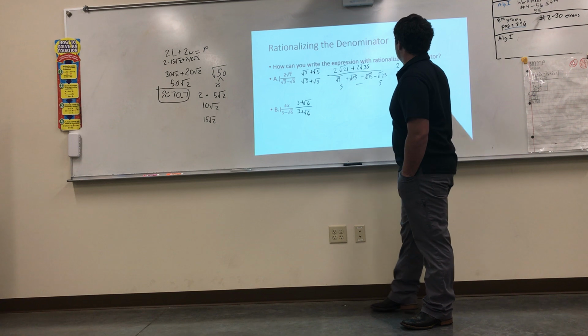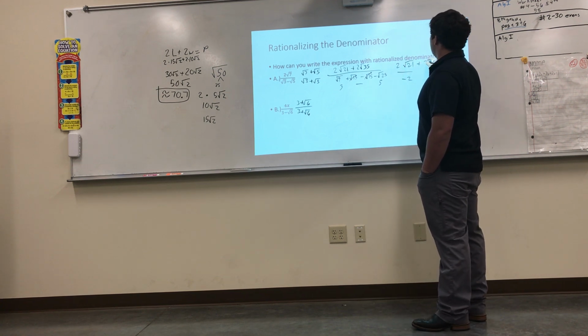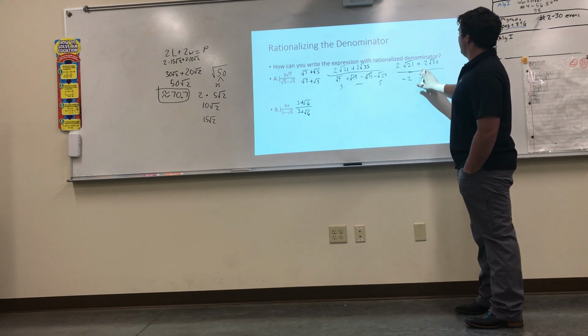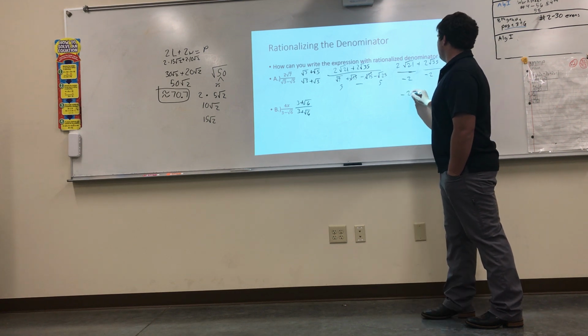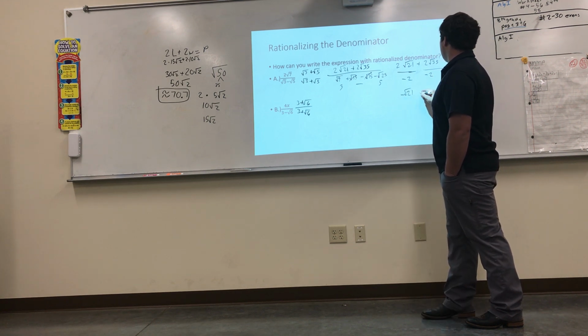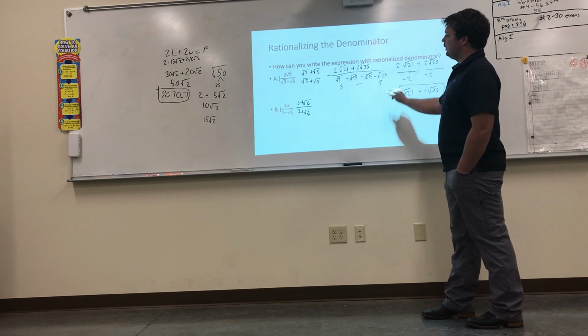So we're going to get 2 square root 21 plus 2 square root 35. Alright, we can divide each one of these by this negative 2, which is going to leave us negative square root of 21 plus, technically, a negative square root 35. That would be your answer.